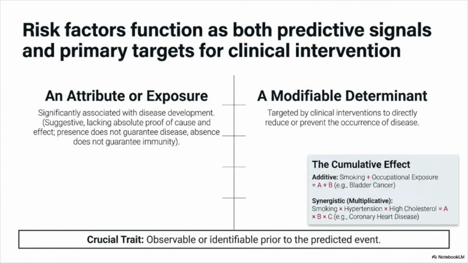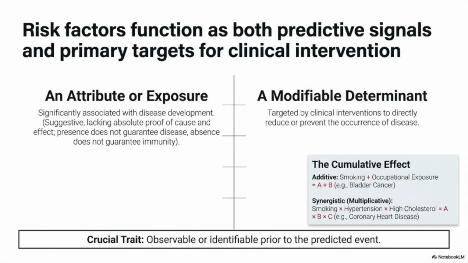A risk factor is any attribute, characteristic, or exposure that is associated with an increased likelihood of developing a disease. It is important to remember that a risk factor does not always prove causation. A person with a risk factor may never develop the disease, while someone without that risk factor may still become ill. Many risk factors are modifiable. This means they can be reduced or eliminated through lifestyle changes, medical treatment, or public health interventions.